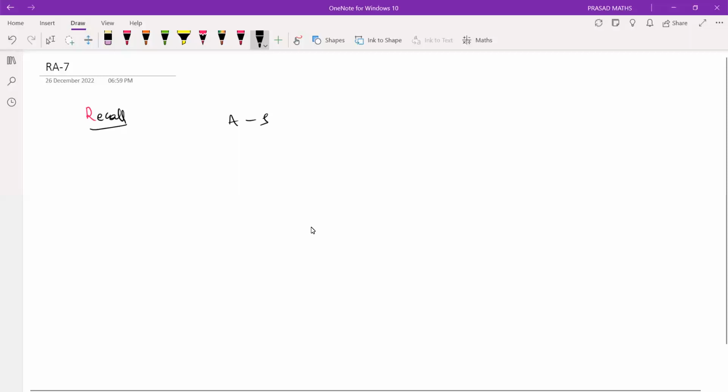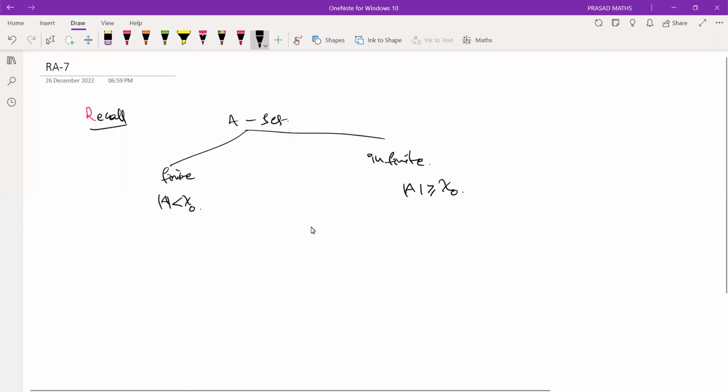Suppose A is my set. Generally, we've seen that A can be finite and infinite. Finite set means what? Whose cardinality is less than aleph naught. Infinite means what? Whose cardinality is bigger than aleph naught. So an infinite set can be classified into two ways. One is countable, one is uncountable.